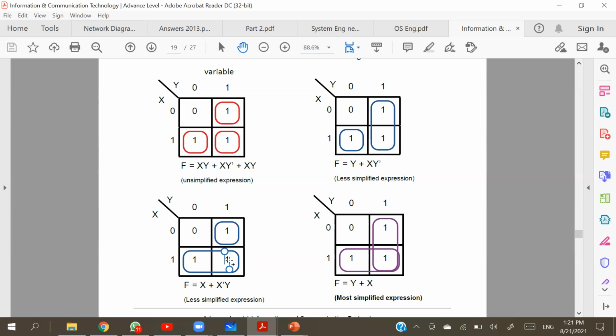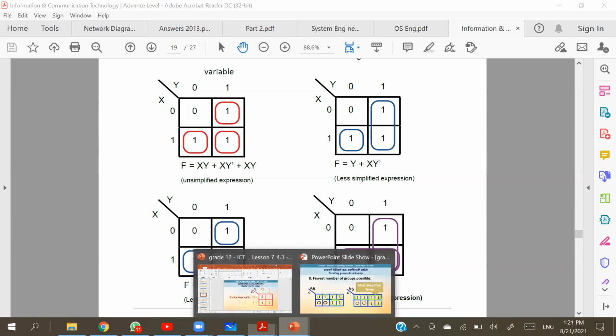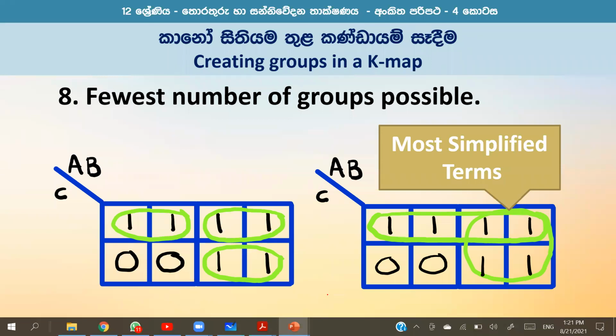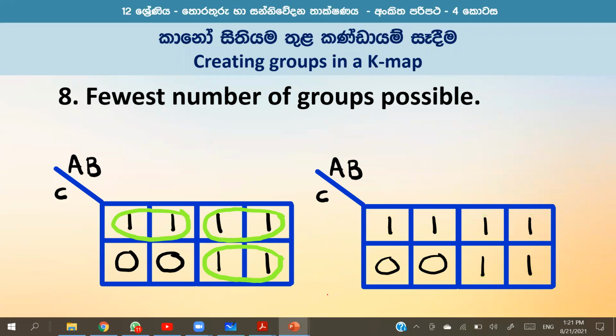So we haven't done that. So the correct grouping has involved in this place. So there are two groups and most number of ones are there inside the group. Right? Okay, now how we are going to take an answer?